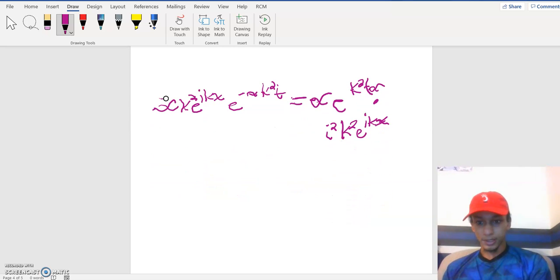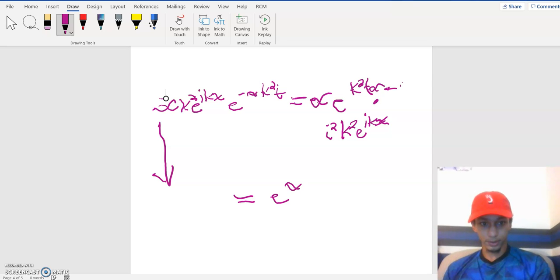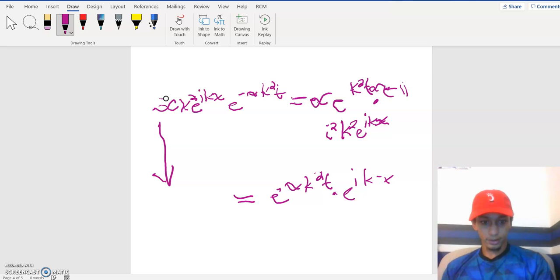So as we move this down, this is going to be equal to e to the alpha. This should be negative up here, say -1, alpha k squared t, times e to the ikx times negative alpha. And if you look at this, there should be a negative there. These are the same.